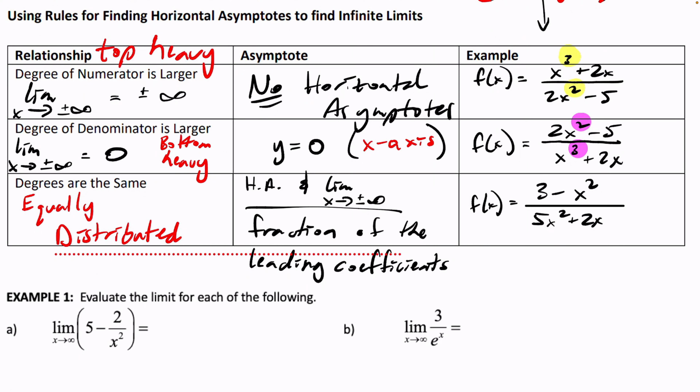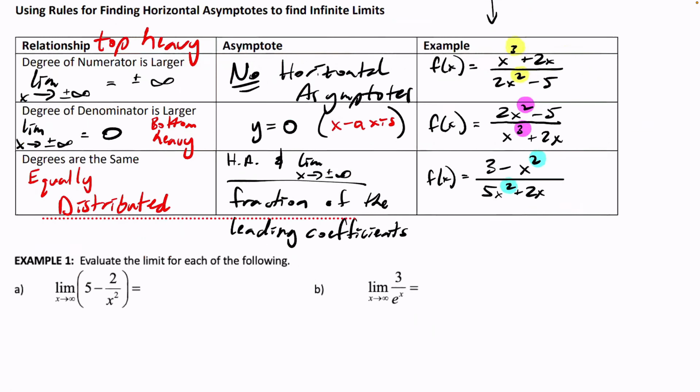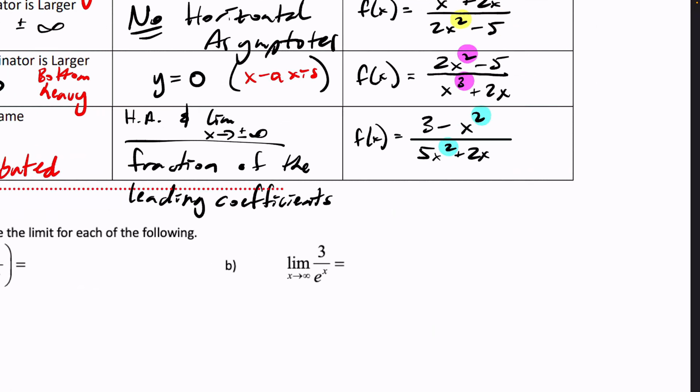First of all, are they equally distributed? What's the degree on top? What's the degree on bottom? 2. So we get 2 and 2, right? Okay, so equally distributed. So if we were finding the limit as x approaches either positive or negative infinity for f of x, either one, we would have to set up a fraction of the leading coefficients.